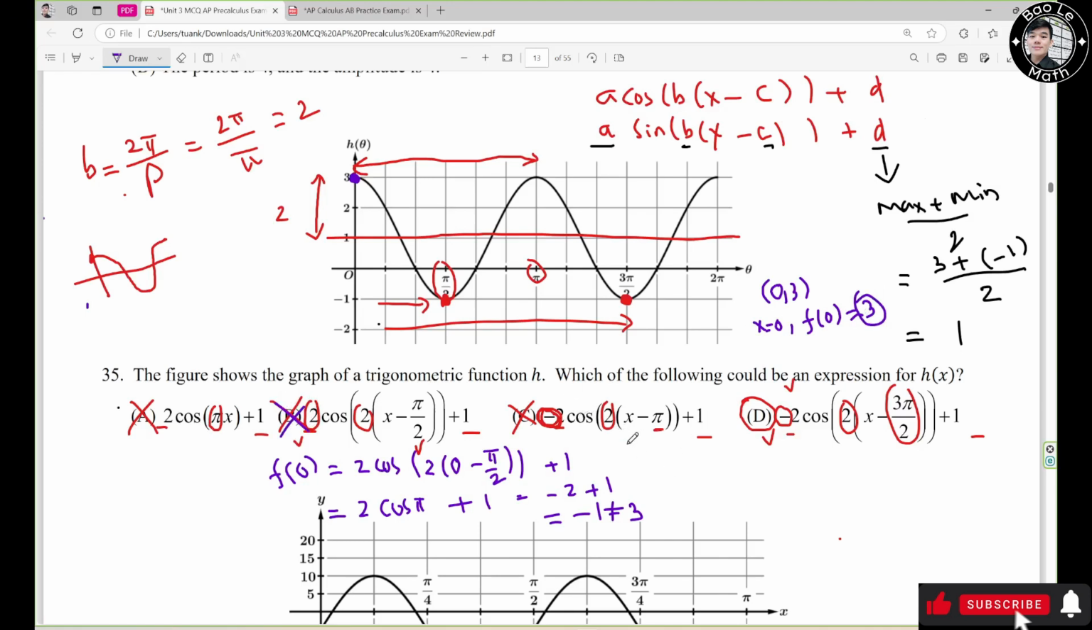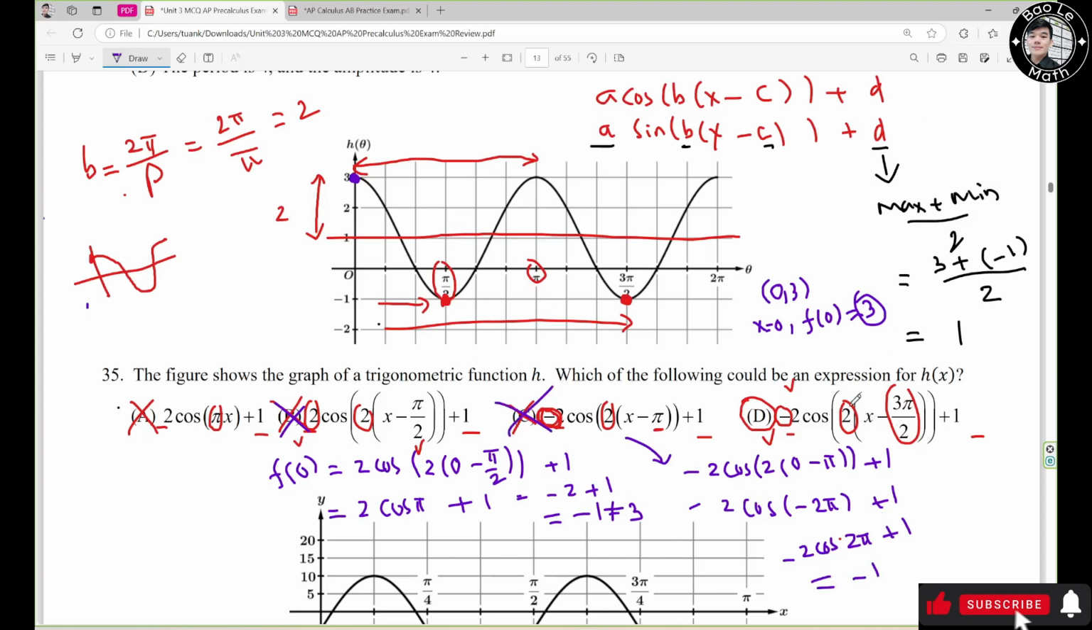Now, if you keep checking this one, it's going to be negative 2 cosine of 2 times 0 minus pi, plus 1, right? Again, this one is negative 2 cosine of negative 2 pi, plus 1. So it could be negative 2 cosine of 2 pi, because the cosine function is even, so plus 1. Now cosine of 2 pi equals 1, so the answer is negative 1, which is not correct.